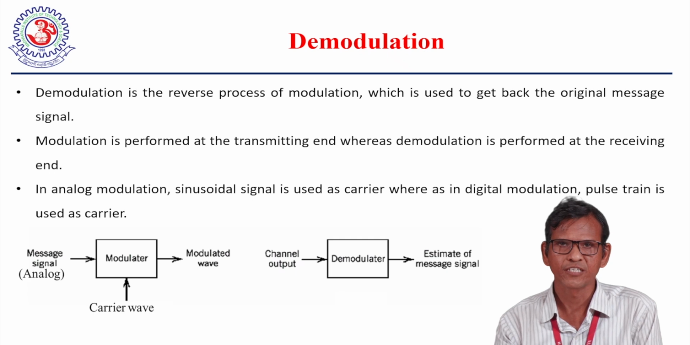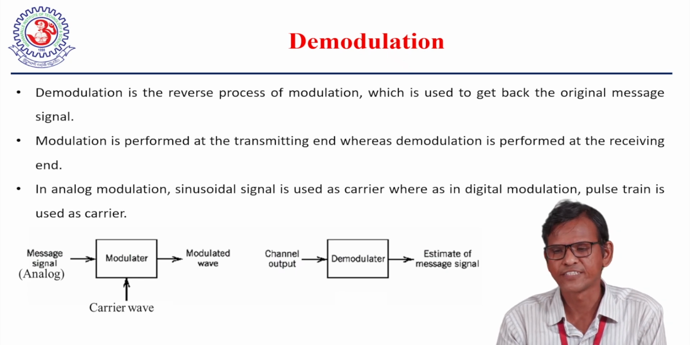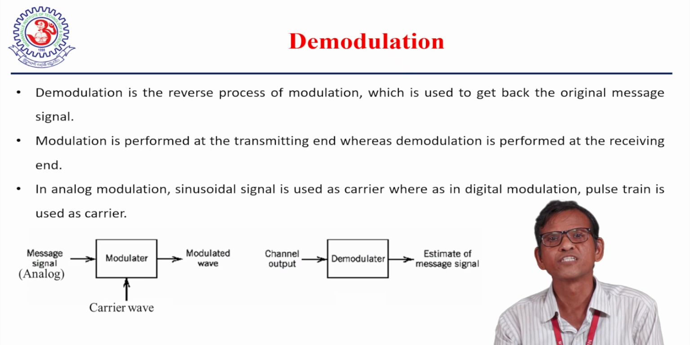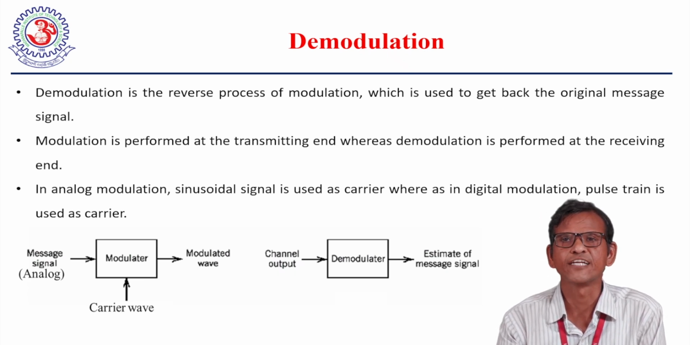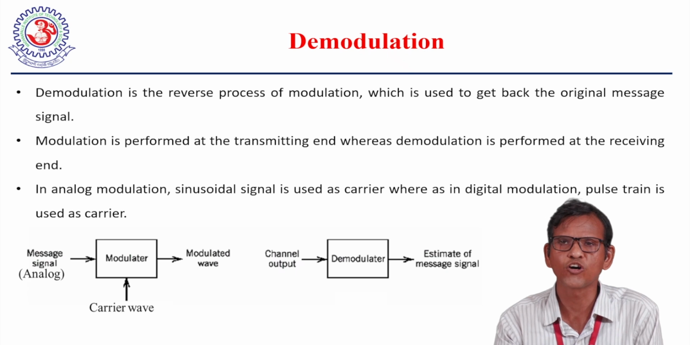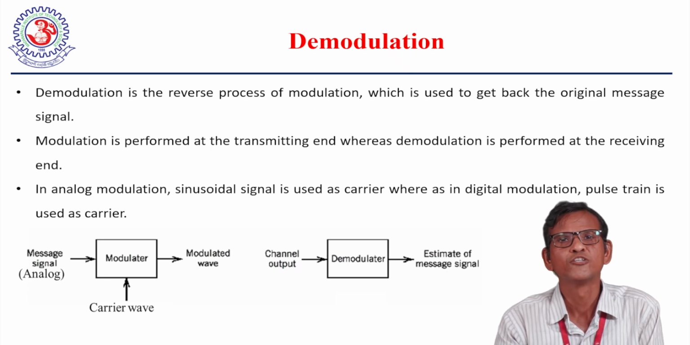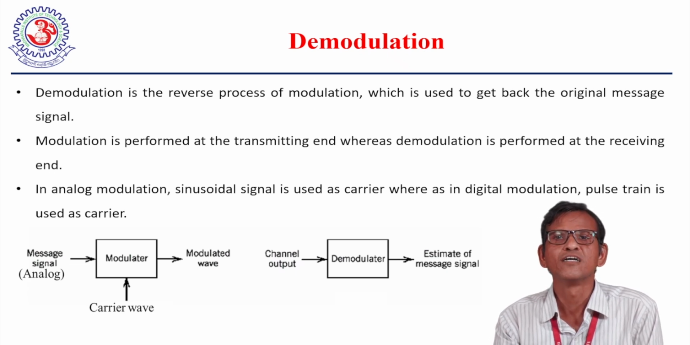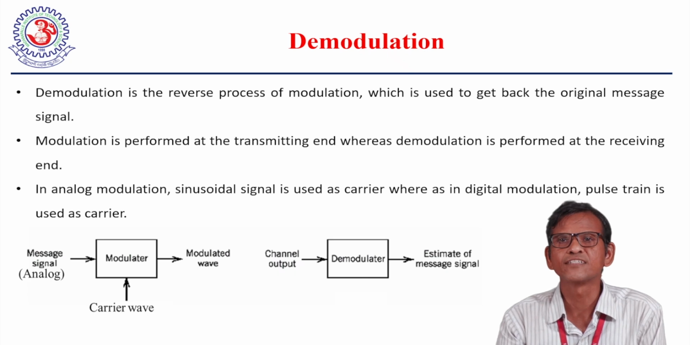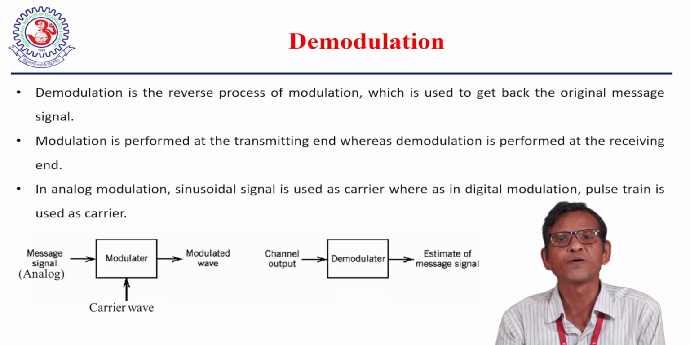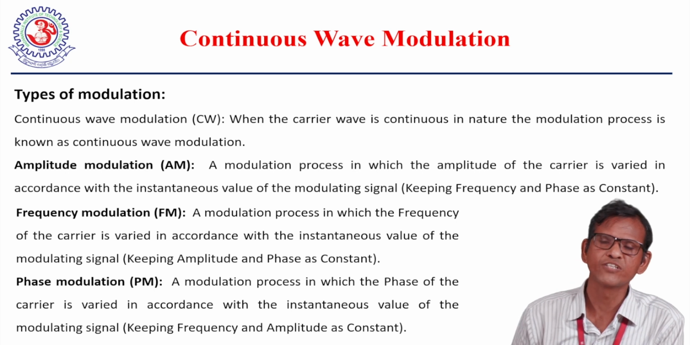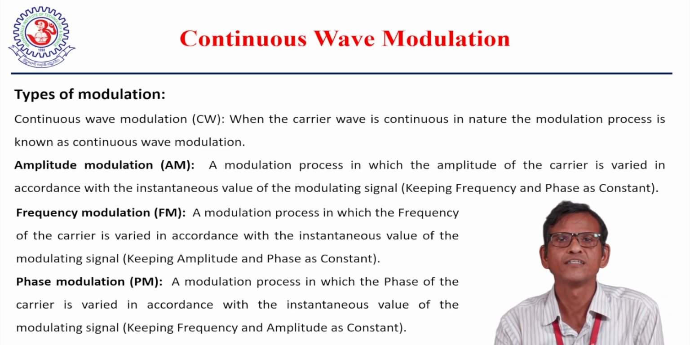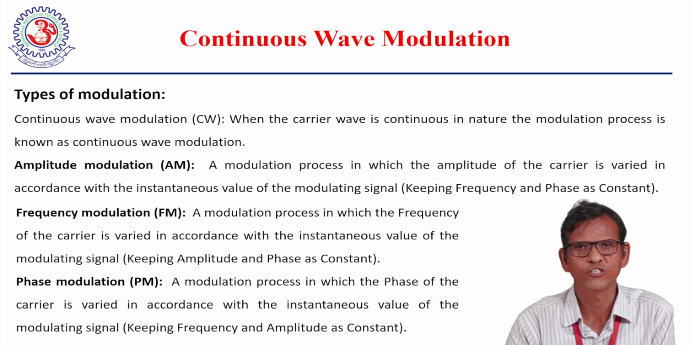If we talk about the reverse part of that, that is demodulation. So demodulation is the reverse process of modulation. Modulation is performed at the transmitting side, whereas demodulation is always performed at the receiving side. In analog modulation, a sinusoidal signal is used as a carrier, whereas in digital modulation, a pulse train is used as a carrier. Continuous wave modulation, after that we will see pulse modulation also.